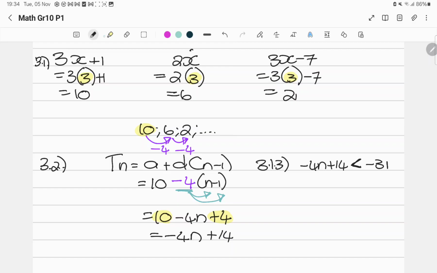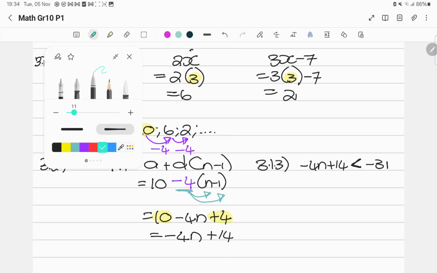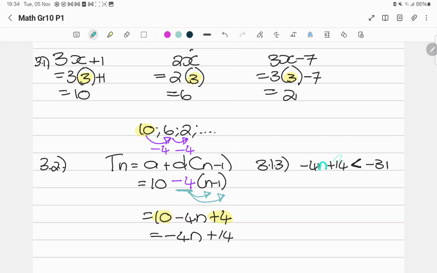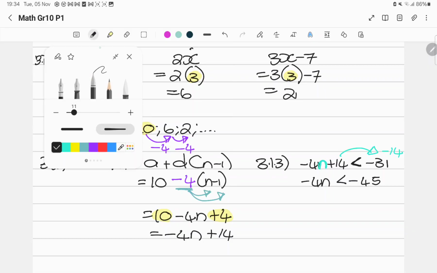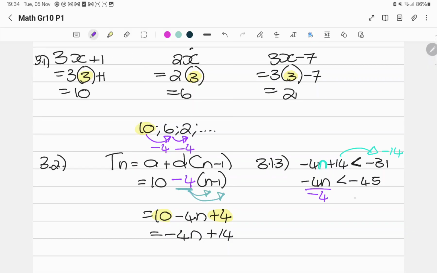Now I'm just going to solve this like a normal inequality. To get n alone, first thing I need to take over is my 14, which becomes minus 14. So I have minus 4n less than minus 31 minus 14, which is going to give me minus 45. And then I have to divide both sides by negative 4.